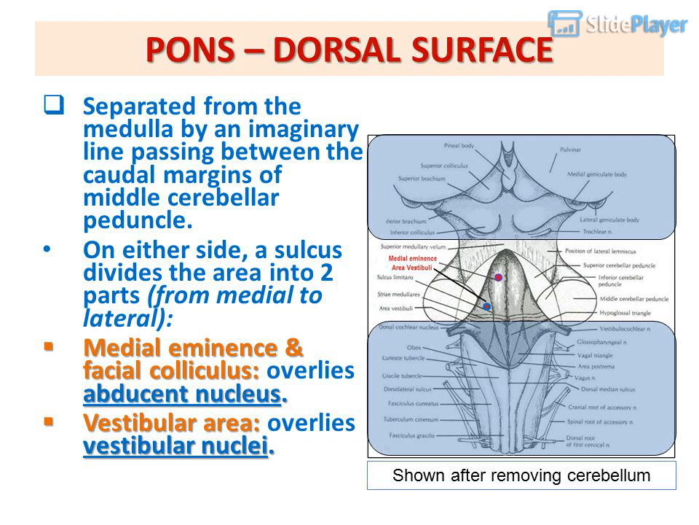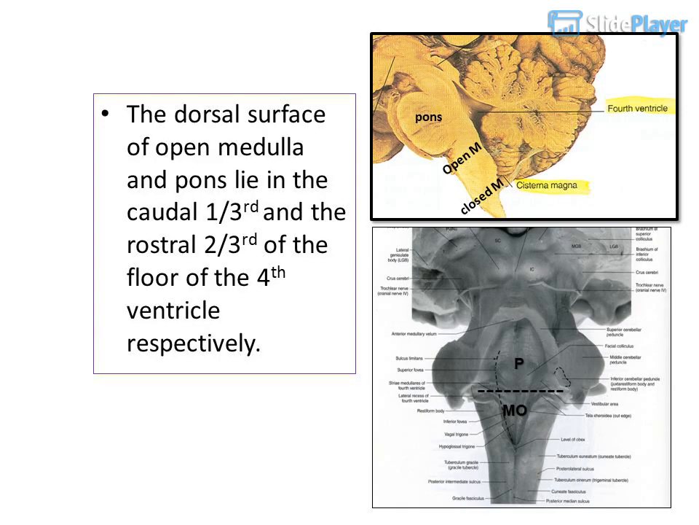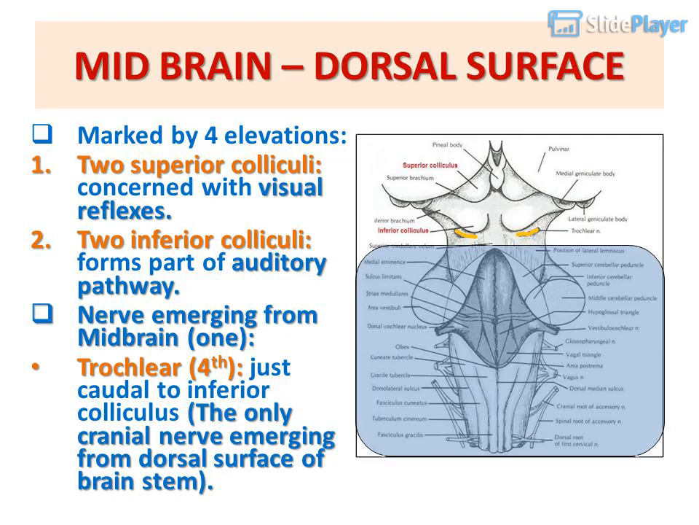Shown after removing cerebellum, the dorsal surface of open medulla and pons lie in the caudal 1/3 and the rostral 2/3 of the floor of the fourth ventricle respectively. Pons. Open medulla. Closed medulla. Midbrain, dorsal surface.